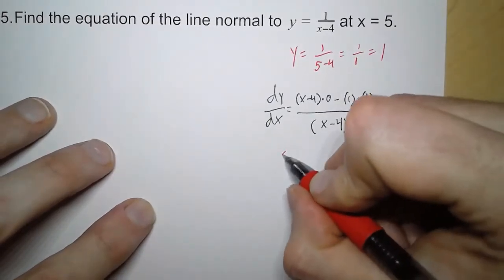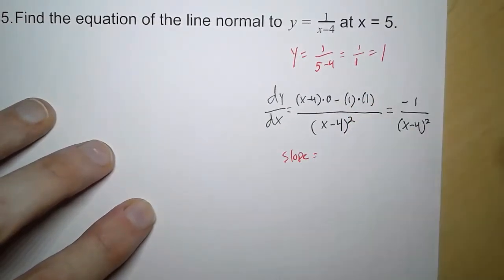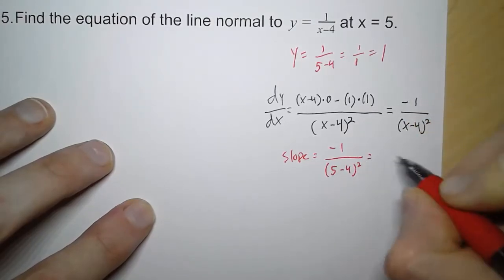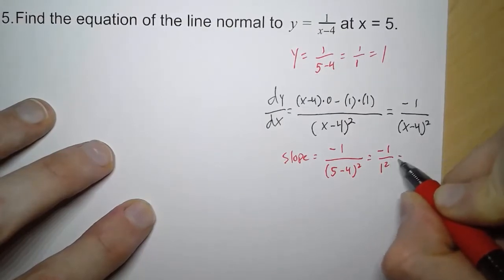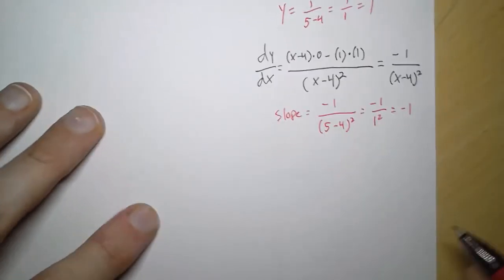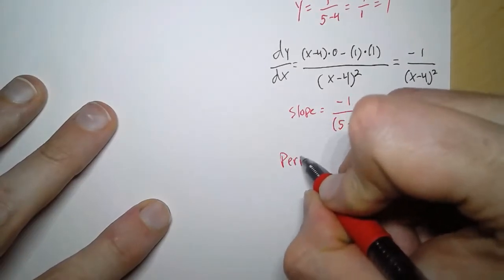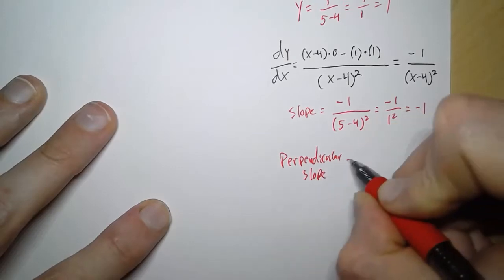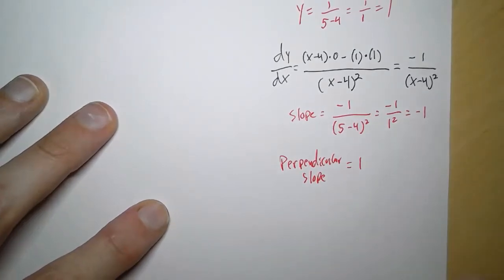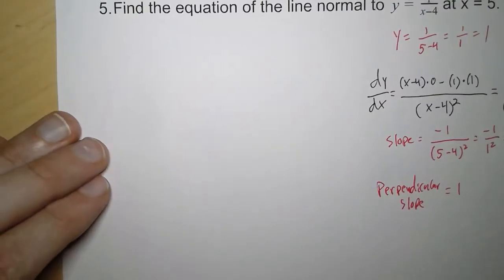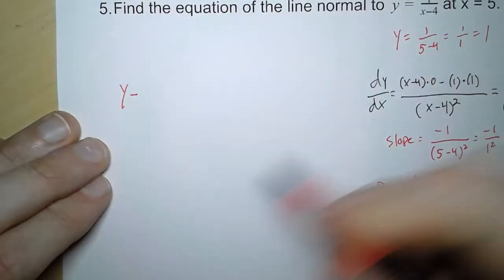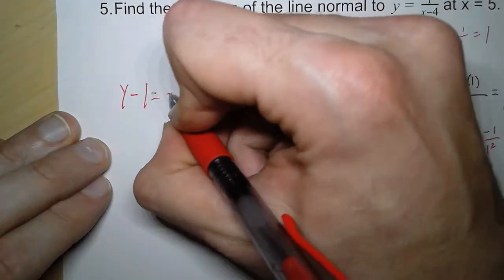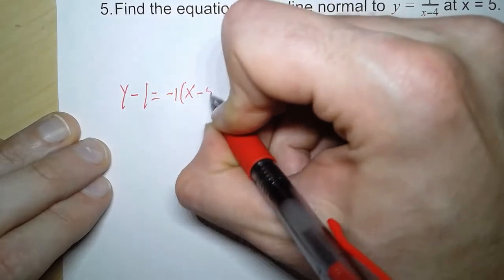So now we find the slope of our function at this point. So negative 1 over quantity 5 minus 4 squared. So that's negative 1 over 1 squared. So we get negative 1. So our perpendicular slope is going to be positive 1. That way, when they multiply together, we get negative 1. So our equation is going to be y minus the y value, which is 1, equals the slope, which is negative 1, times x minus 5.